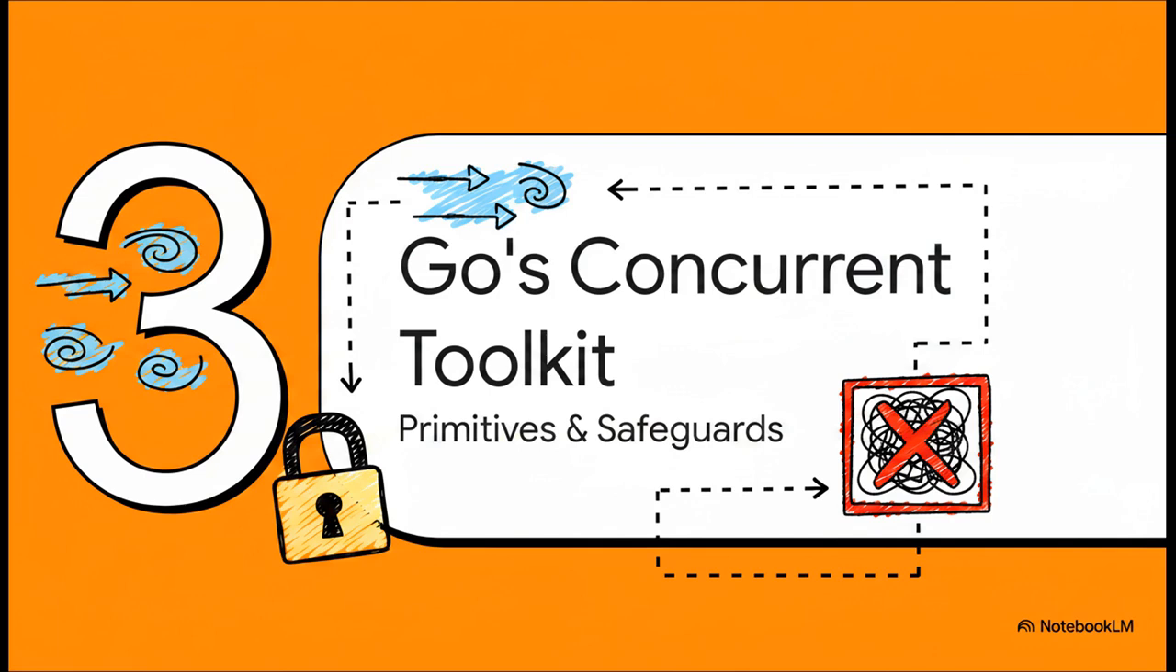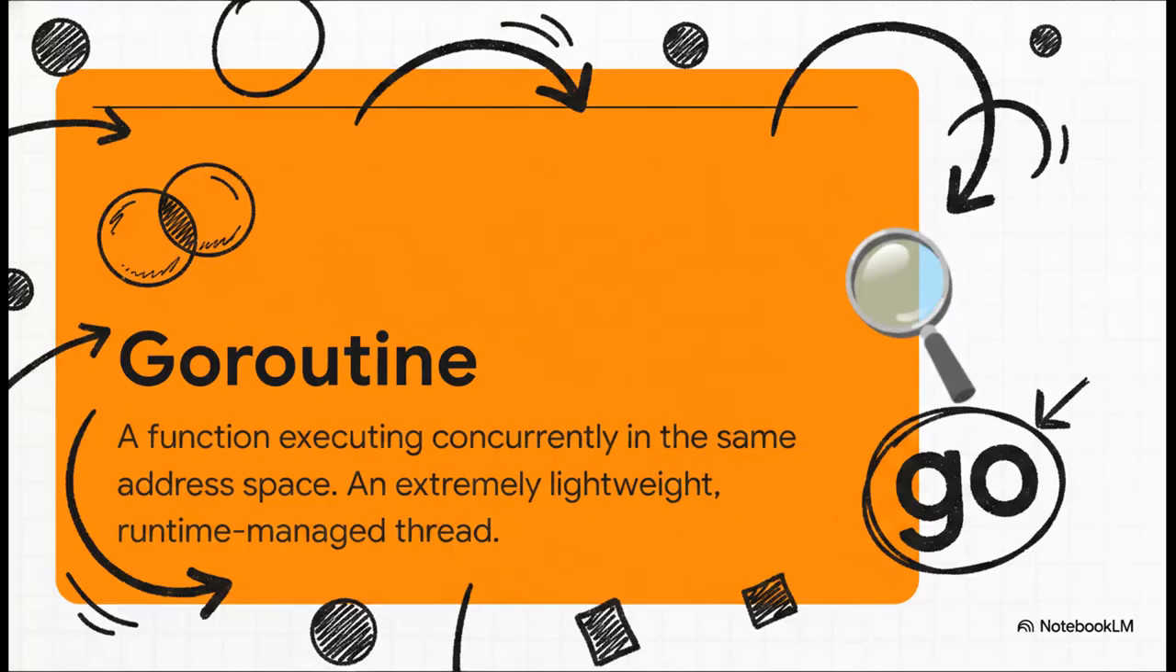Okay, so let's check out the actual tools Go gives us to build on this philosophy. We're going to meet the fundamental building blocks: Goroutines, the classic mutex, and my personal favorite, Go's secret weapon, the race detector. First up, the star of the show, the Goroutine. It's really just a function that's running at the same time as other functions. But the magic here is that it's unbelievably lightweight because it's managed by the Go runtime, not by the operating system. And you create one with a single keyword, Go.